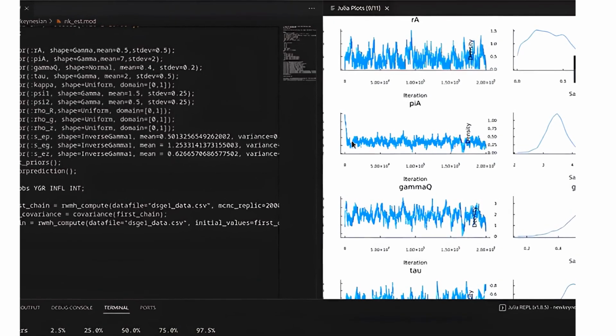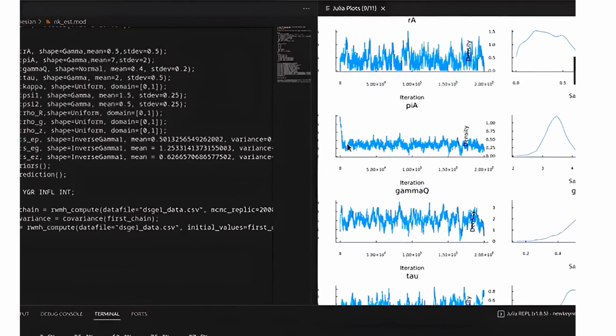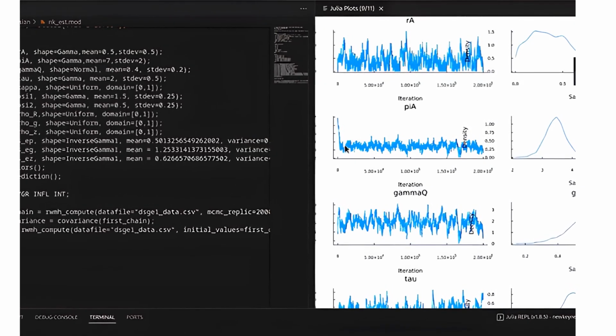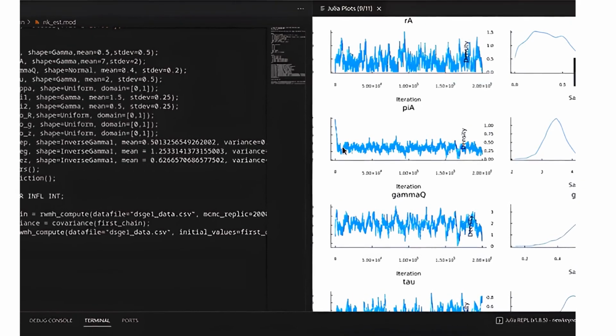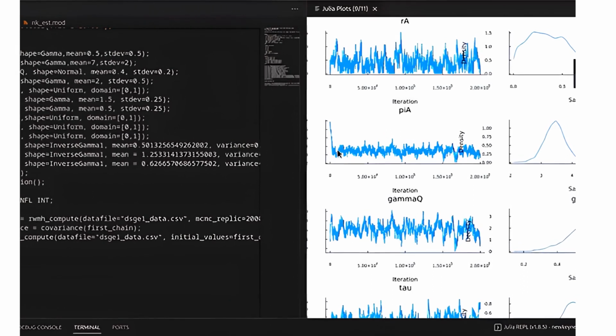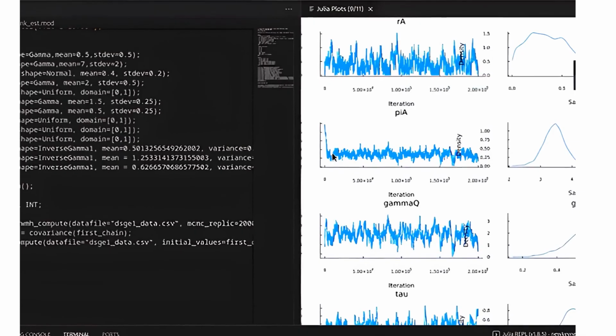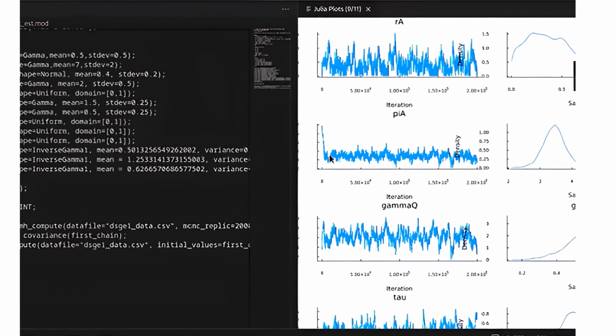You see it more in the distributions. For example, for RA, we have a very similar picture of the posterior distribution for one chain compared to another. For inflation, there's also a small difference. However, for gamma Q, in one case, we have something much flatter than in the other chain.